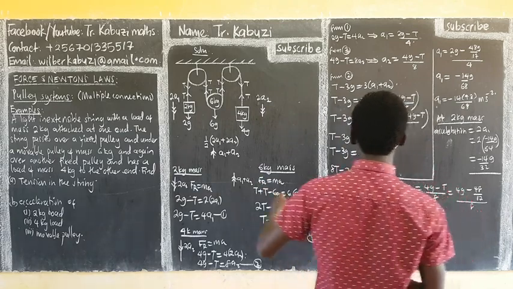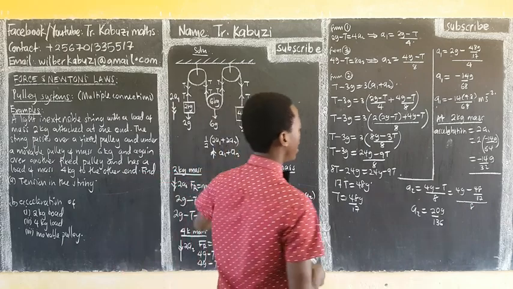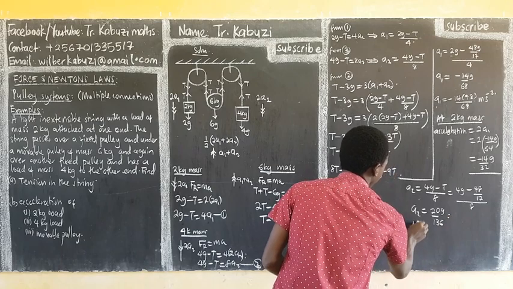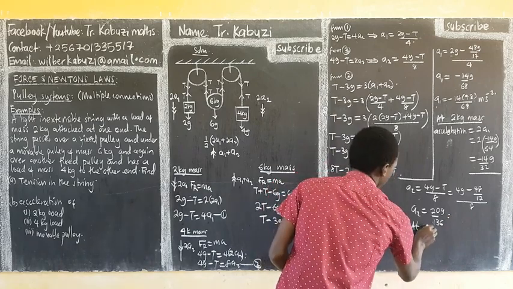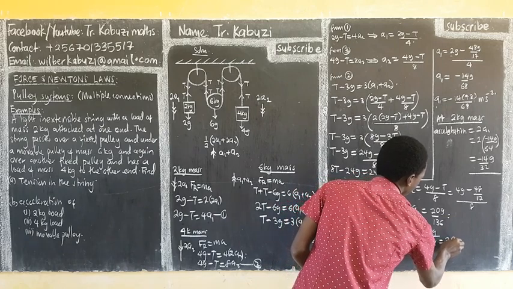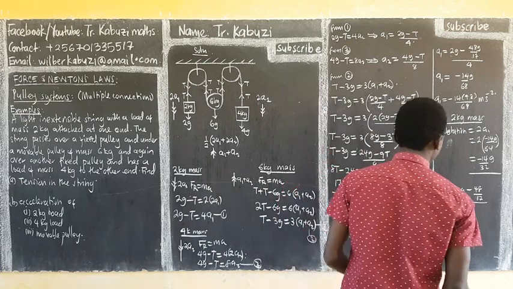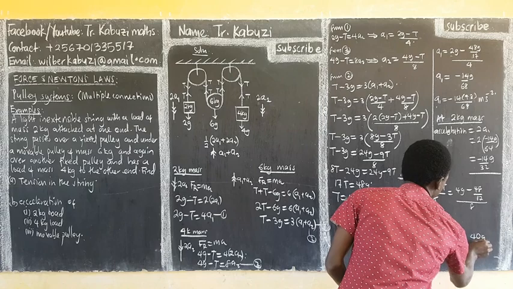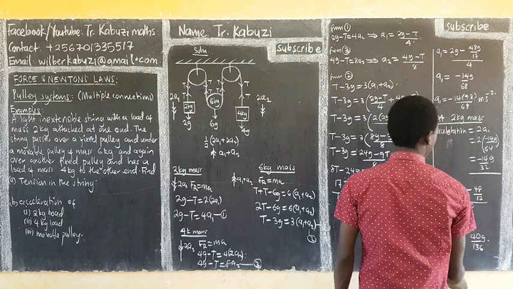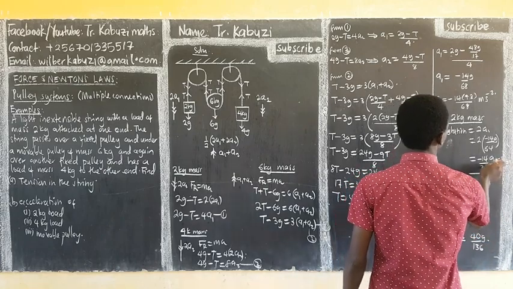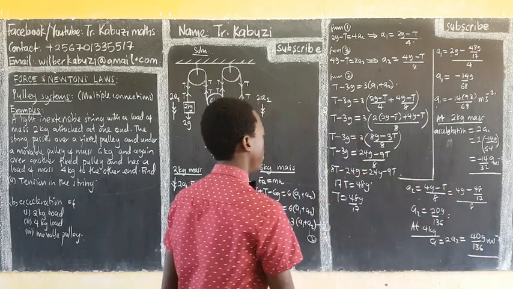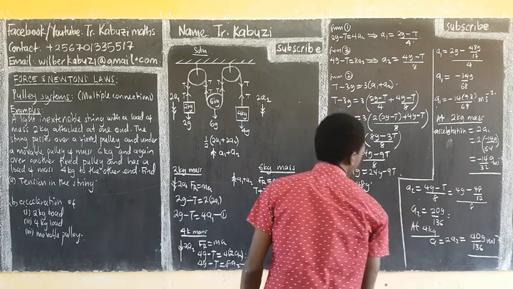The acceleration of this particle here is going to be twice A2. Now at the 4 kilogram mass, our acceleration A is going to be twice A2, which will be 40g over 186 meters per second. All these are also meters per second. You put your g, you also put your g there. Okay, so after doing that, now we have finished this.